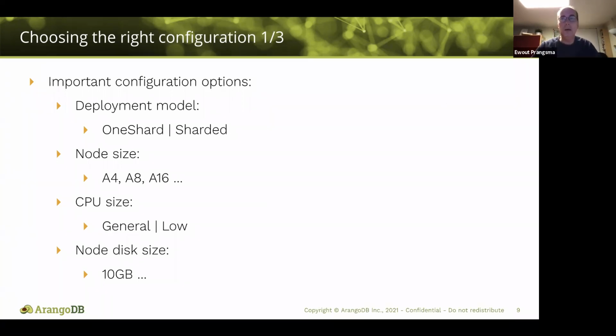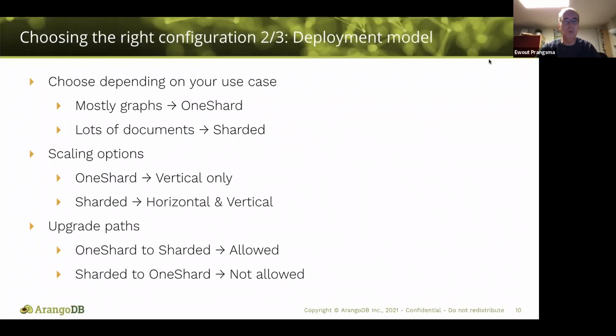So choosing the right configuration. There are a couple of configuration options that we have already seen. So the cloud provider and the region. That's relatively straightforward, but then there are a couple of more that are really specific to an ArangoDB database. First of all, the deployment model, which can be one shard or sharded. We'll discuss which one in a minute. You have node size, CPU size, and disk size. Those are the key parameters. So let's discuss them one by one.